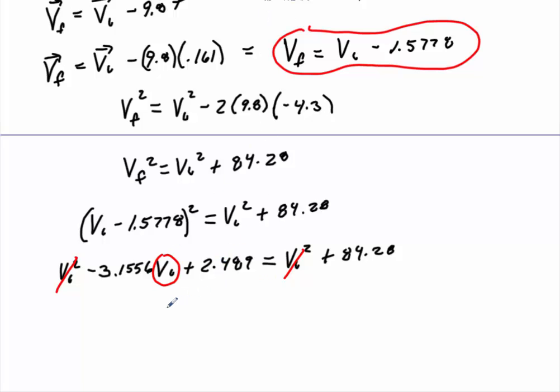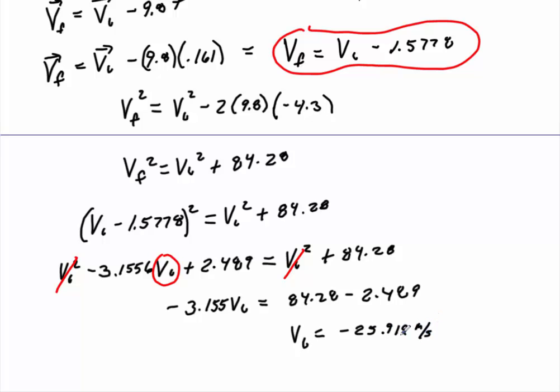Move this to the other side. That gives me negative 3.1556 VI is equal to 84.28 minus the 2.489. When we solve for that, we will find that VI is going to give me a value of negative 25.919 meters per second. So that's the velocity at the top of the window.